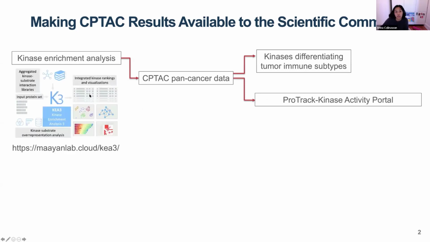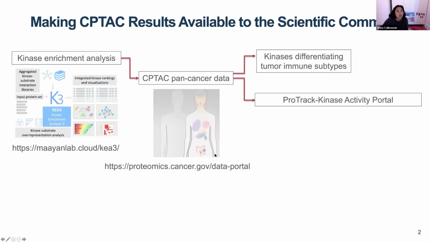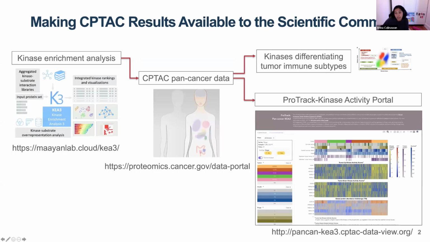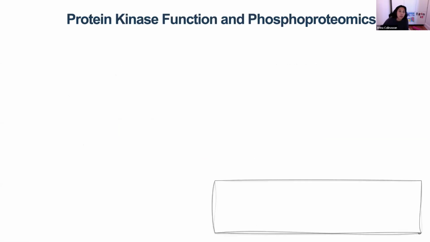And this is going to be the structure of my talk also, where I'm going to talk about why we focus on kinase enrichment analysis, go over a little bit of the data that we performed this analysis on, show some of the results that we have for which kinases seem to differentiate tumor immune subtypes, and then finally walk through a demo of how you can explore these kinase score results yourself and visualize them.